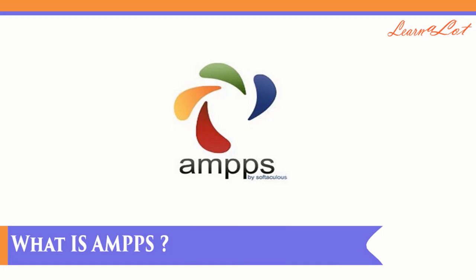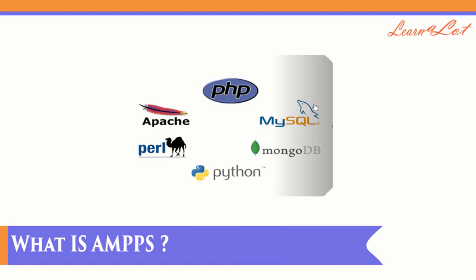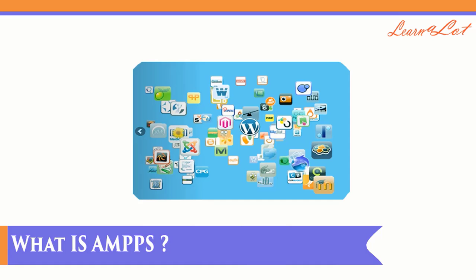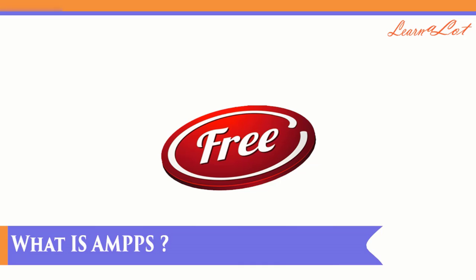What is AMPS? AMPS is a software package to install Apache, MySQL, PHP, Perl, Python, and Softaculous. It will create a local server in your computer. And using AMPS, we can install more than 400 apps in a click. And finally, AMPS is free.